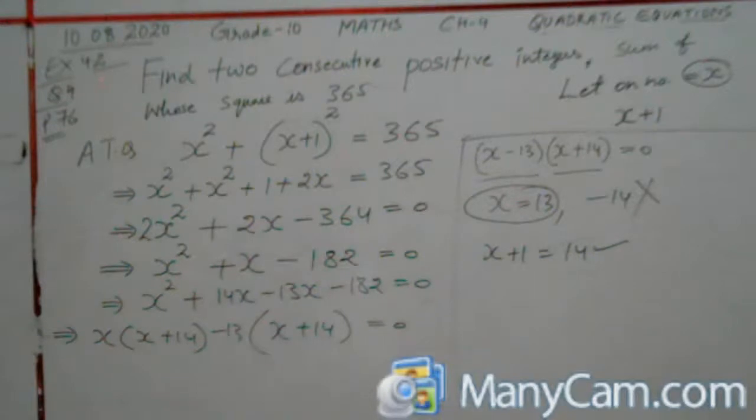I hope you are clear with question number 4. Question number 5 is about the altitude of a right angle triangle, which is 7 cm less than its base, and the hypotenuse is 30.